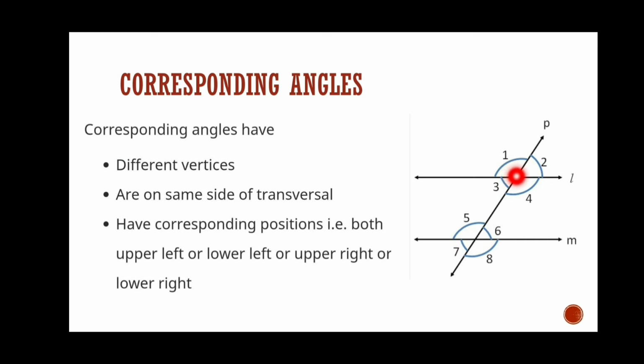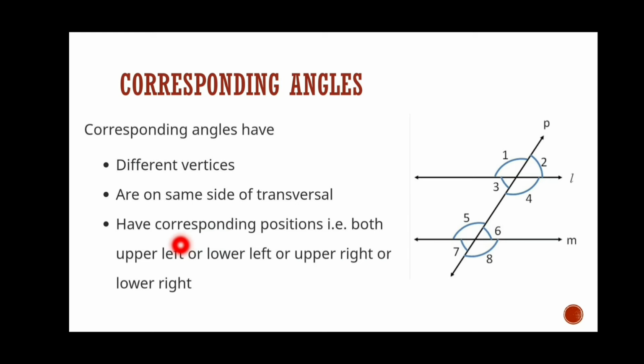So what will be the corresponding angle to 1 which has a different vertex? We will look at the different vertex here, where the angles are 5, 6, 8 and 7. Now out of these 4 angles, which one is the corresponding angle? Next, they are on the same side of the transversal. So this is a transversal, and angle 1 is on this side. For this side we need the angle which has a different vertex but is on the same side. So on the same side we have angle 5, which is the corresponding angle of angle 1.